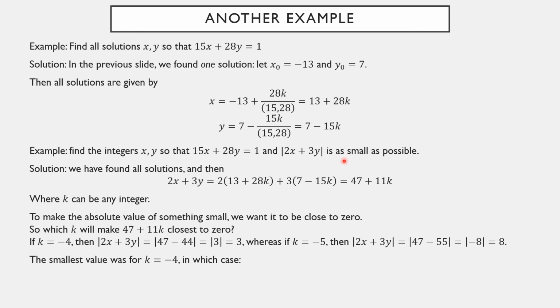So since k is -4, I can come back here and solve for x and y. x is -99, y is 67. That is a pair of numbers, x and y, so that 15x plus 28y equals 1, but furthermore, the absolute value of 2x plus 3y is as small as it could possibly be.